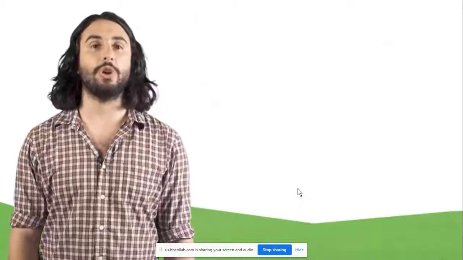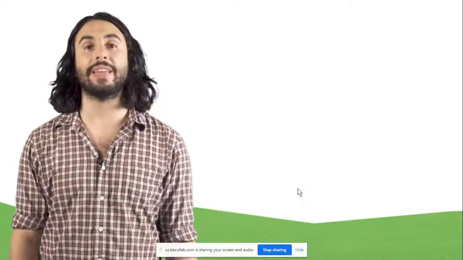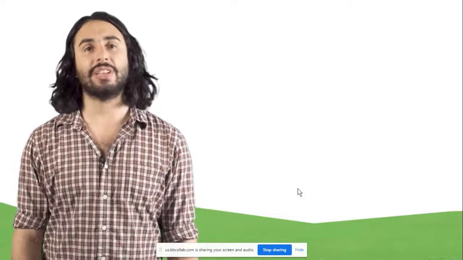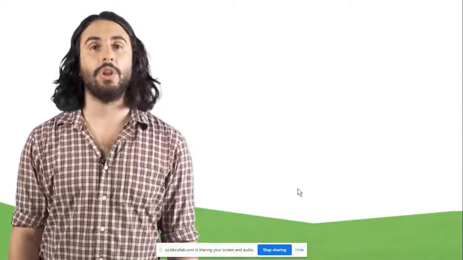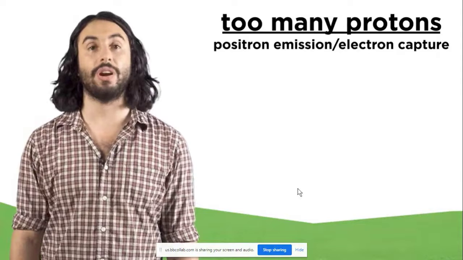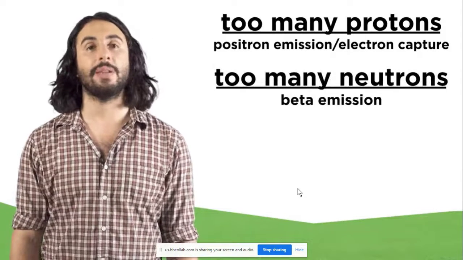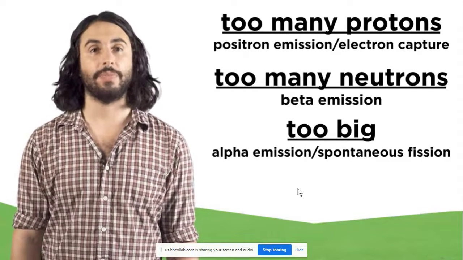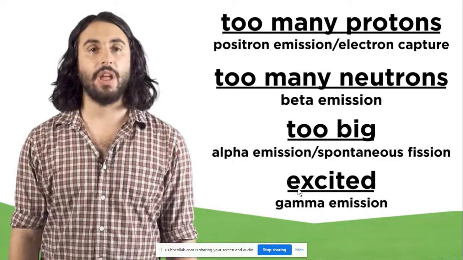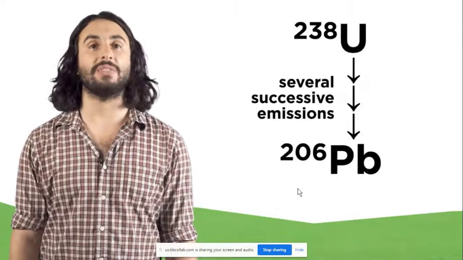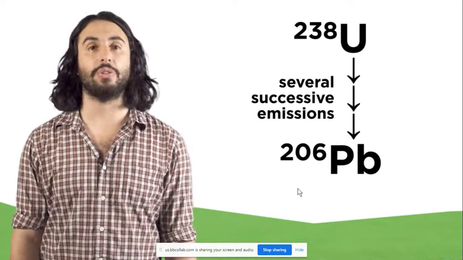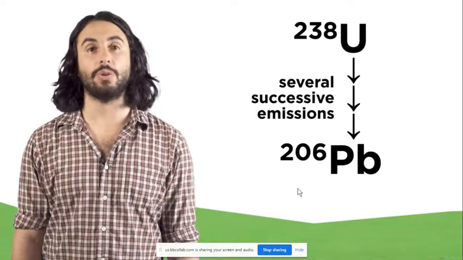So we can predict what kind of nuclear decay a nucleus might undergo by looking at its condition. Is it too large? What's the proton to neutron ratio? Each decay process has its typical cause. Too many protons, positron emission or electron capture. Too many neutrons, beta emission. Too big, alpha emission or spontaneous fission. Excited, gamma emission. An unstable atom can undergo a radioactive decay series that over multiple emissions generates a stable nucleus, like uranium-238, which eventually becomes lead-206. So now we know what radiation is.